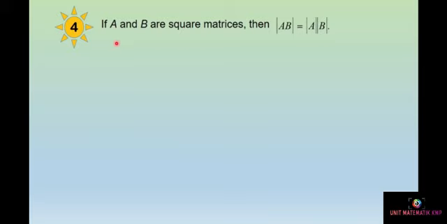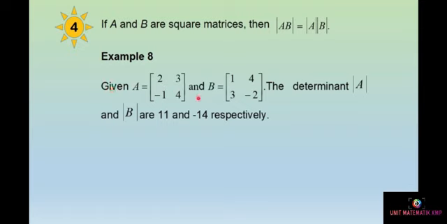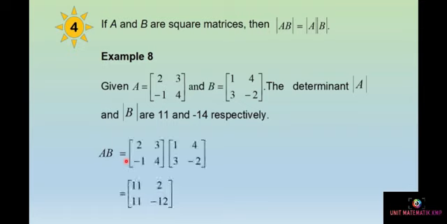Fourth property of determinant. If A and B are square matrices, then determinant AB is equal to determinant A times determinant B. Look at example 8. Given matrix A and matrix B, the determinant A and determinant B are 11 and negative 14 respectively. In order to show this property, find matrix AB by multiplying both matrices. And here is the matrix AB.